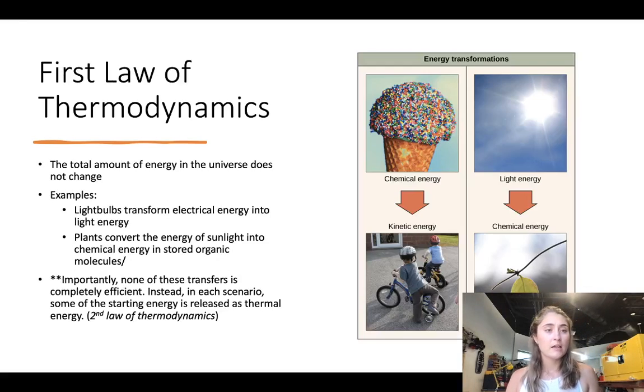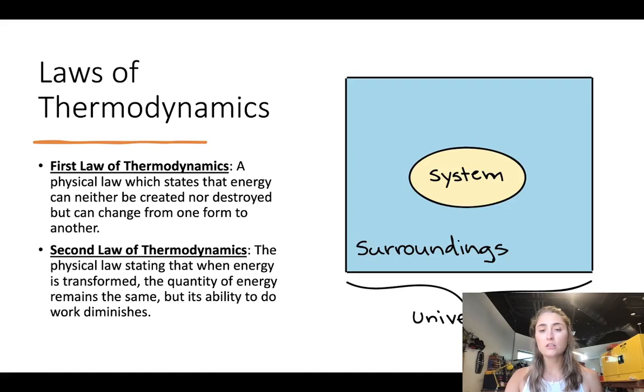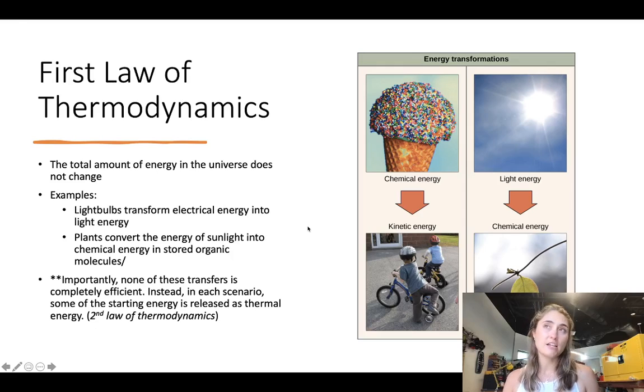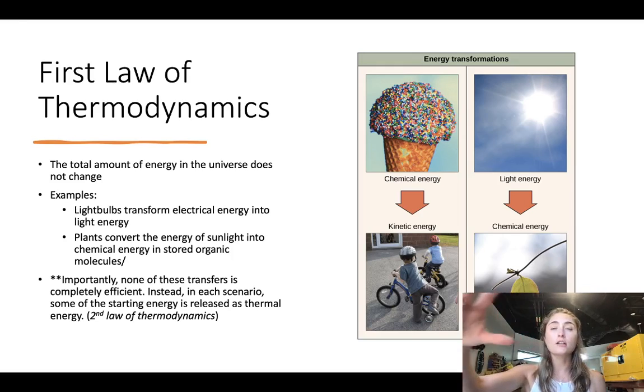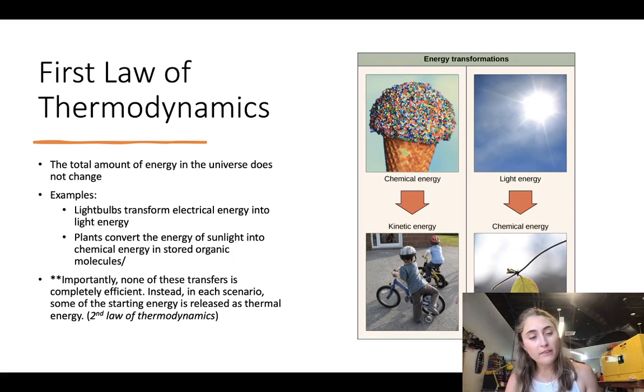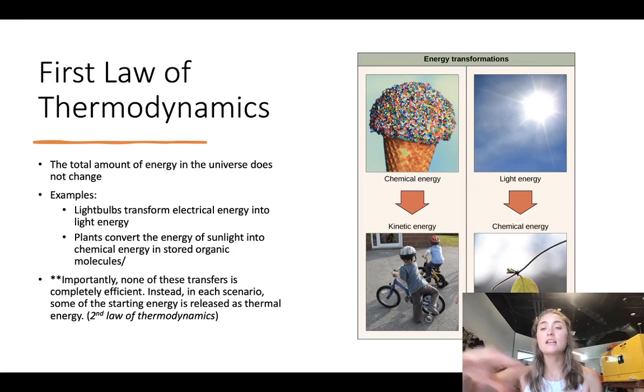Let's break them down. So the first law of thermodynamics, let's just say that all the energy in the universe, so all of this, everything that's in the surroundings, that never changes. We have the same quantity of energy always. It's just constantly moving to different forms. So we can never destroy that energy. We can never create more energy. It is a constant type of energy.